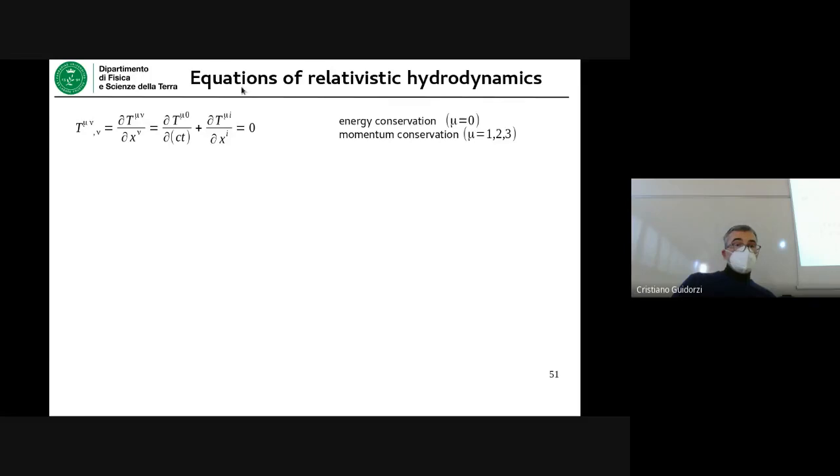So this four-divergence is equivalent to four equations, depending on the value of mu. These four equations are nothing but energy conservation plus linear momentum conservation. You immediately see that this is also Lorentz invariant, because this tensor is Lorentz invariant. Whenever this is satisfied in one reference frame, it is also the case for all other inertial reference frames, which makes sense. As soon as both energy and linear momentum are conserved in one frame, this holds true for any other inertial reference frame.